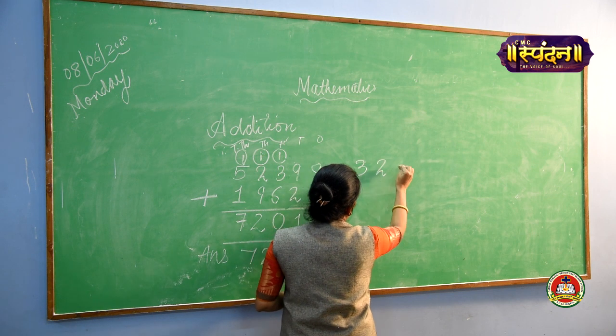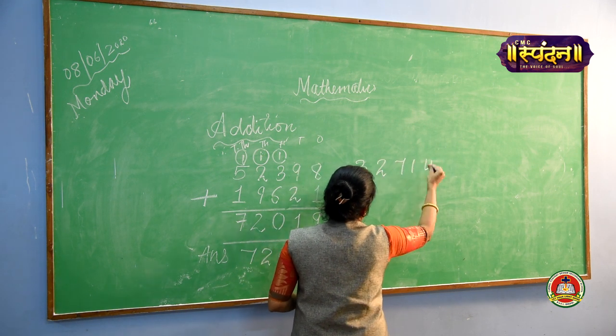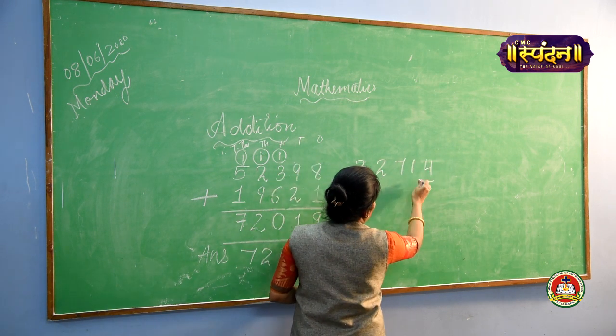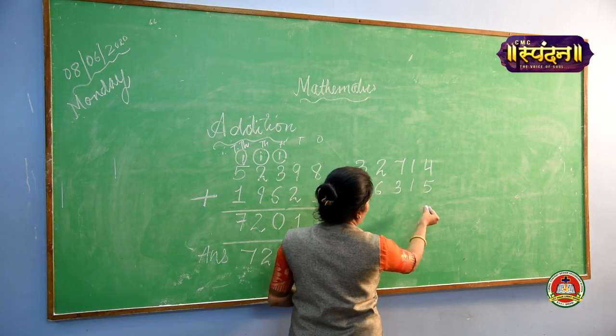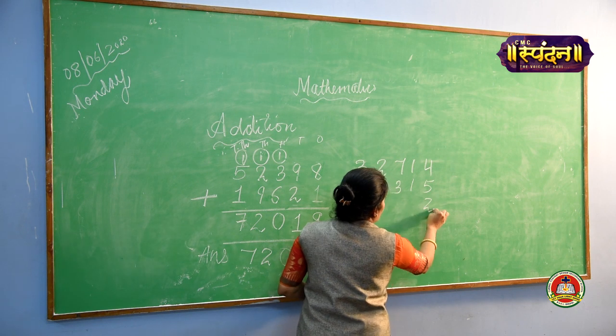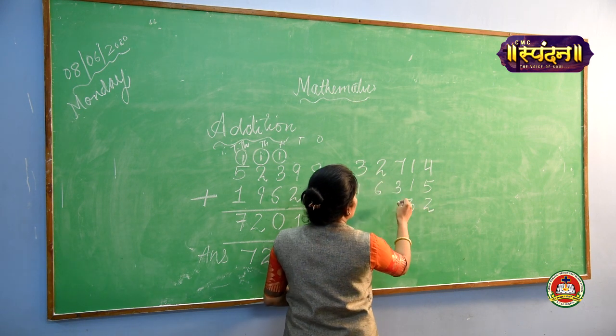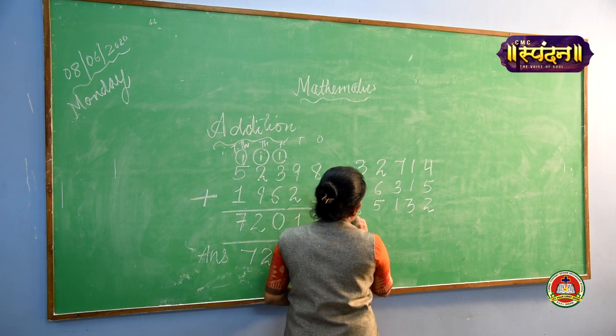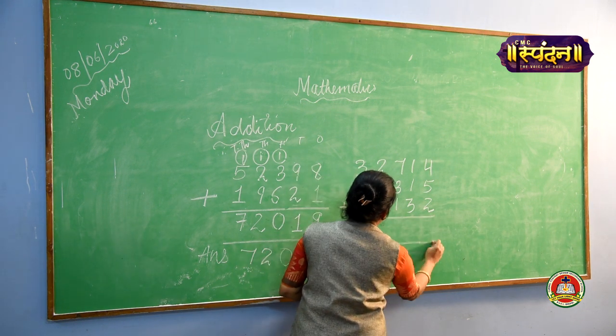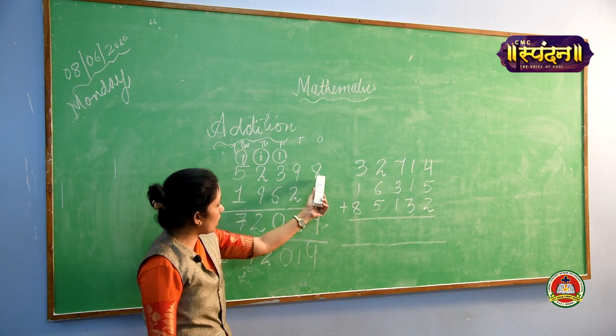3, 2, 7, 1, 4. Then I have a number 5, 1, 3, 6, 1. Then again I have 2, 3, 1, 5, 8. So now see, a little difficulty you may have, because here it was just 1 and 2 steps.